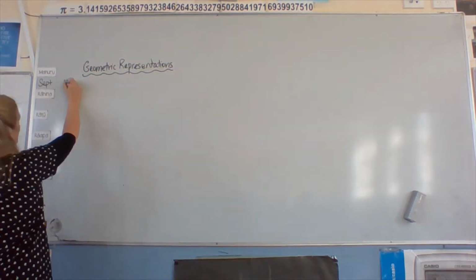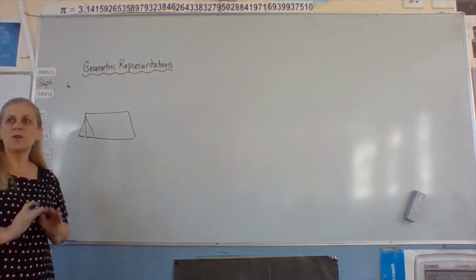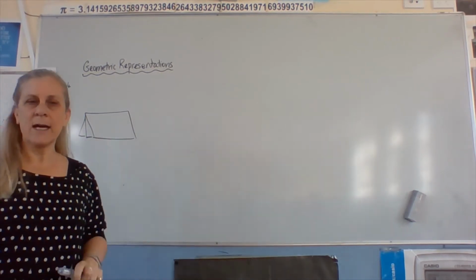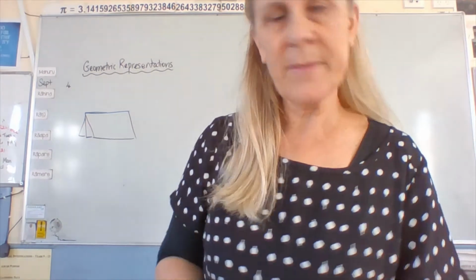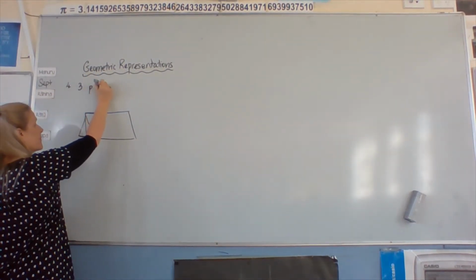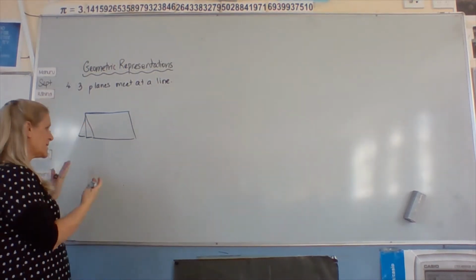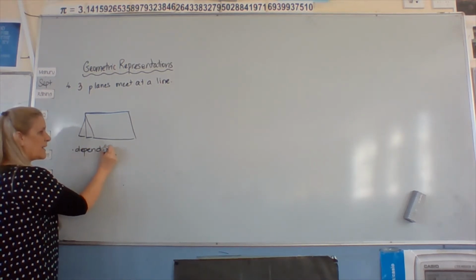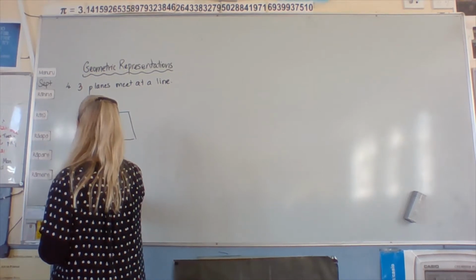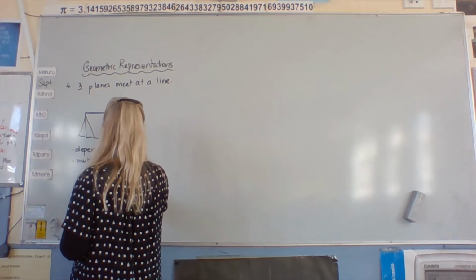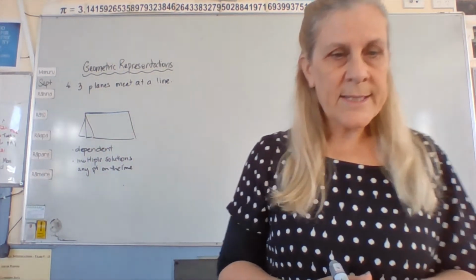So the next one, we draw like this. Like a book, right? So all of the planes actually meet at a line. So in fact, there is a line of solutions. Anything on that line will work in the equations. Right. So therefore, this is a dependent, because one solution will depend on the value of another, a dependent set of solutions, and we in fact get multiple solutions, any point on the line.